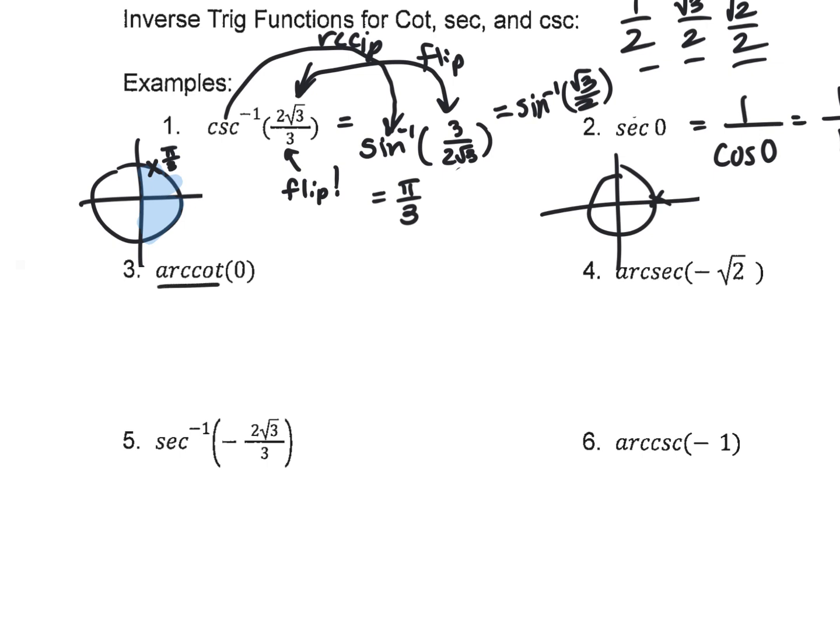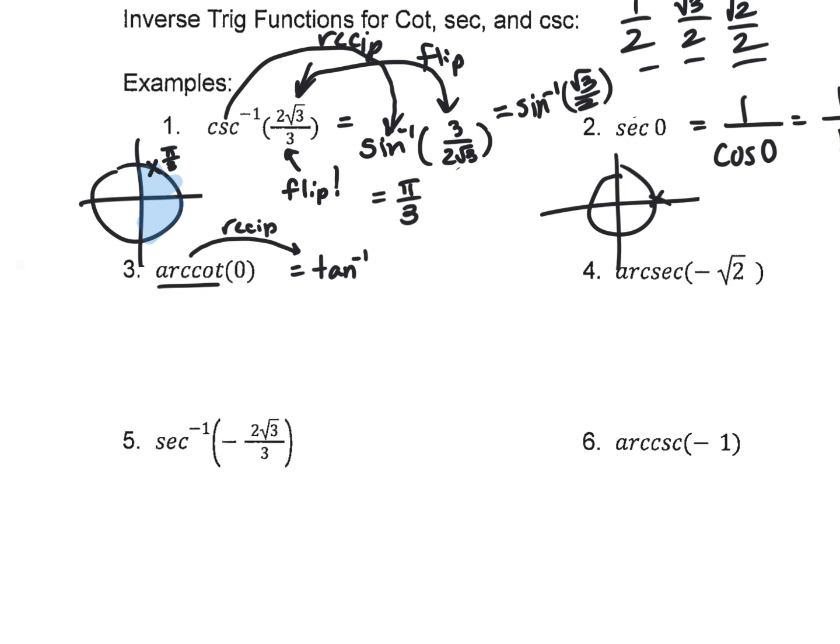Now, arc cotangent, is that an inverse? Yes. So this is where we do recip flip. So what is the reciprocal of cotangent? Come on, guys. What if you flip cotangent over, what do you get? It's the easiest one. Cotangent. What is the reciprocal of cotangent? Tangent.